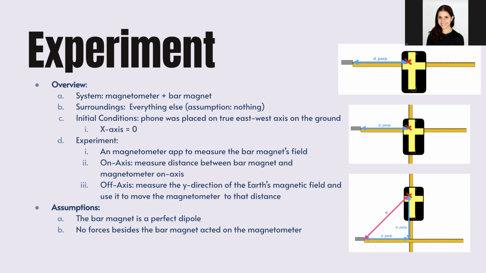So overall, for the experiment, I looked at the system as the magnetometer and the bar magnet, and the surroundings was anything that was not the magnetometer and the bar magnet. Initially, I put my phone at the true east-west axis on the ground and used a magnetometer app to measure the bar's magnetic field. For on axis, I measured the distance between the bar magnet and the magnetometer, and then off axis, I measured the y direction of the Earth's magnetic field and used it to move the magnetometer to that distance. And for this, I assumed that the bar magnet is a perfect dipole and that no other forces besides the bar magnet were acting on the magnetometer, which in real life is probably not the case.